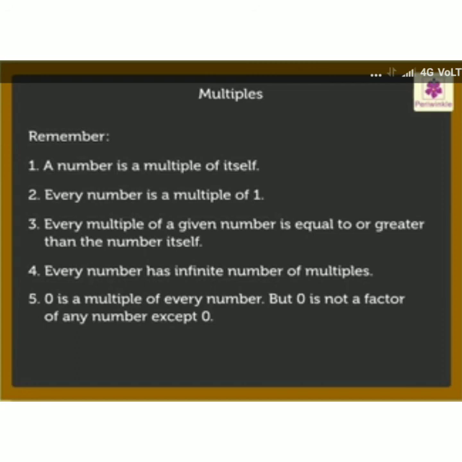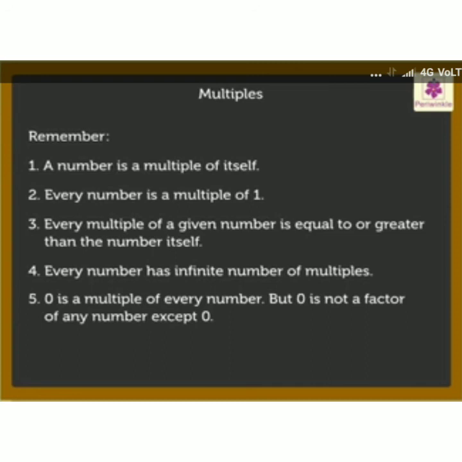Then, every number has an infinite number of multiples. Of course, if I take a particular number, I could find 1000 times 5, which is 5,000, and 10,000 times 5, which is 50,000. So an infinite number of multiples I could find. The last one: 0 is a multiple of every number. But 0 is not a factor of any number except 0. So these are all the 5 important points we should remember while we find multiples.